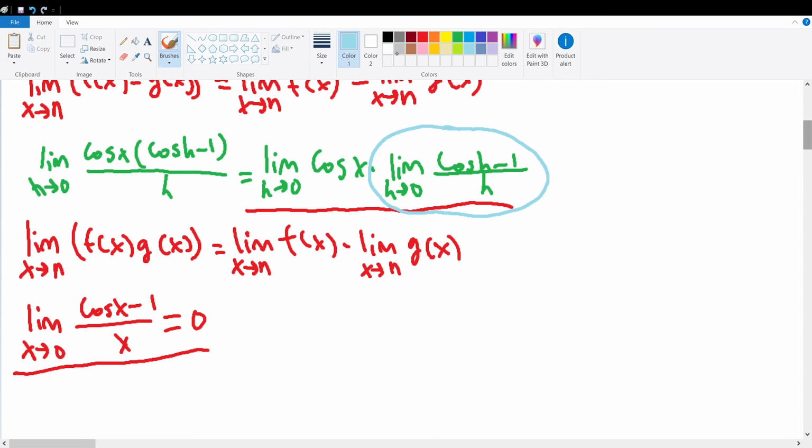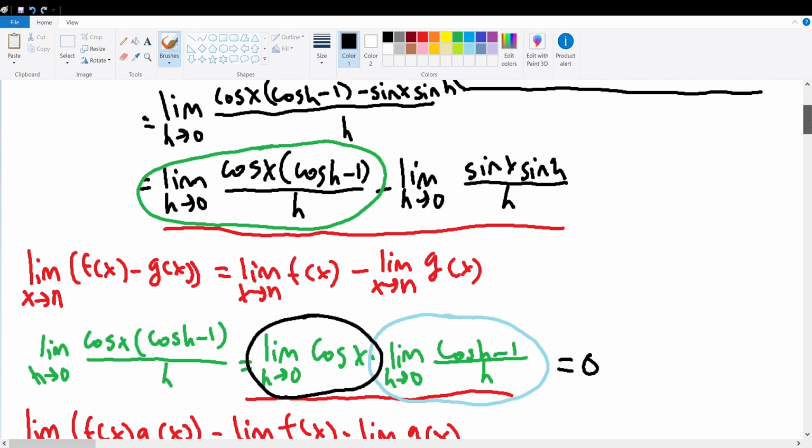So 0 times the limit as h goes to 0 of sine of x, well, 0 times anything will be equal to 0. So this green limit turns out to be nothing more but 0. So if we scroll up, we can see here that the green circled limit right here, this whole thing is nothing more but the 0 term.